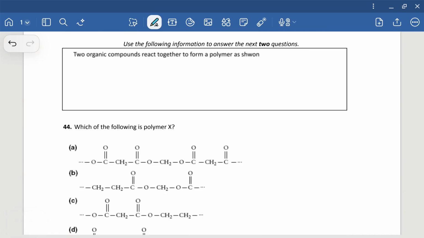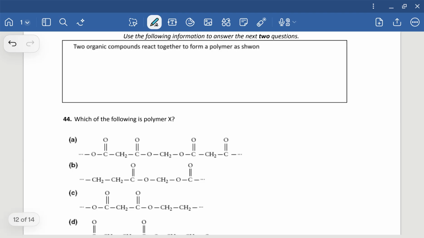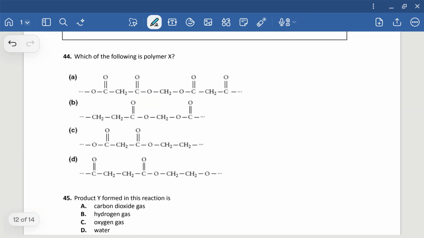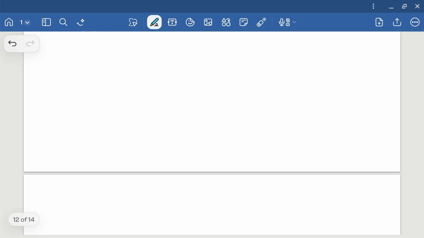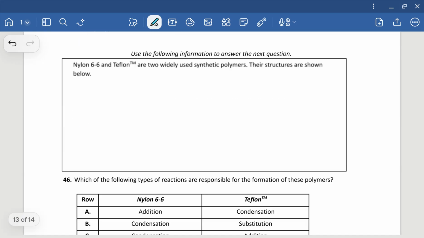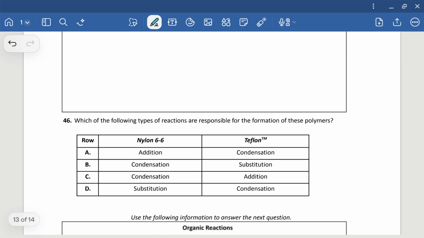This is really getting frustrating for me. Okay, we'll skip this one and go down to number 45. They're just asking about products. If it's condensation polymerization, water is always going to be a product. And, oh, same thing.